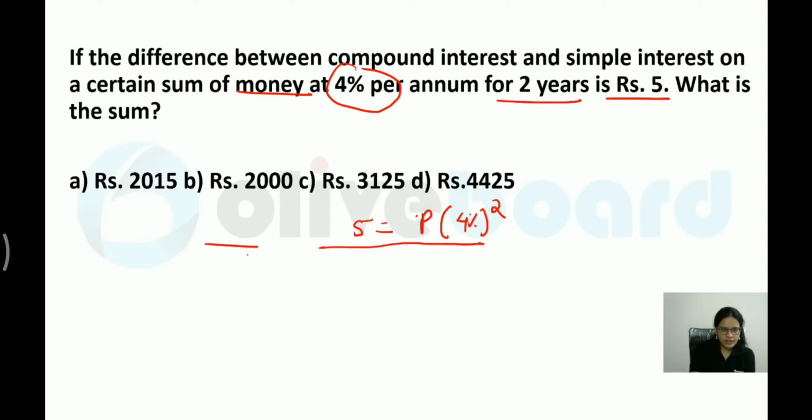When I am drawing the tree diagram for 2 years, here you have to write the difference. I told you these two values are simple interest. So this difference value you mention over here. So this is 5 rupees. Now what is the rate of interest? 4%. Now 4% is nothing but 1 by 25. So what will you get in this case? 25 into 5. 25 into 5 will become 125 over here.